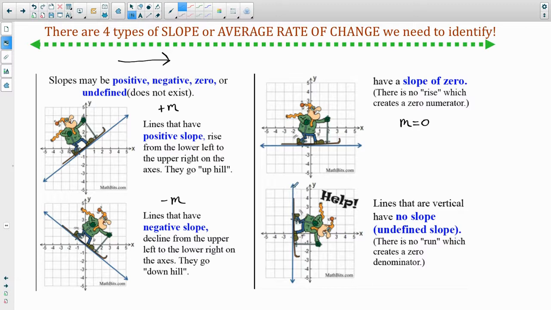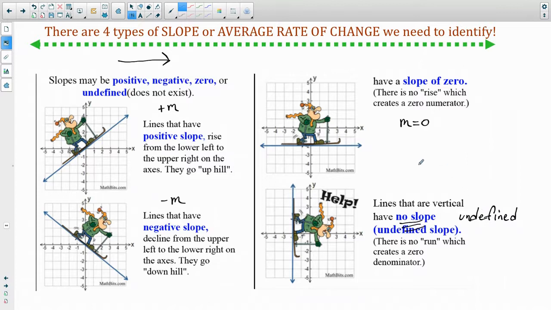However, if skiing Sam gets to a cliff, a perfectly vertical line, and goes screaming straight down to the bottom of the mountain, we don't call that to have any slope at all. That is no slope, or what we often refer to as undefined.